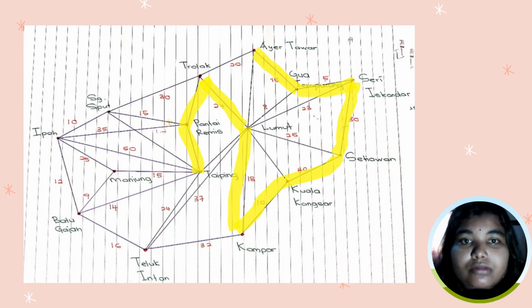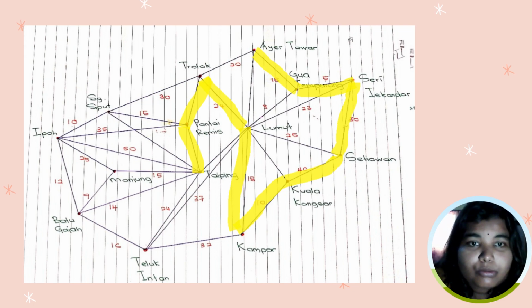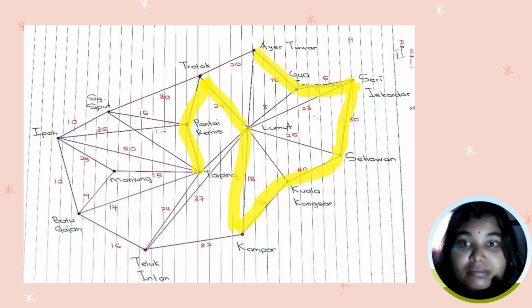Now, Air Tawar to Taiping. Air Tawar to Gua Tempurung is 15. Gua Tempurung to Seri Iskandar is 5. Seri Iskandar to Setiawan is 30. Setiawan to Kuala Kangsar 40. Kuala Kangsar to Kampar is 10. Kampar to Taiping is 18. Lumut to Trolak 24. Trolak to Pantai Remis is 15. Pantai Remis to Taiping is 15.